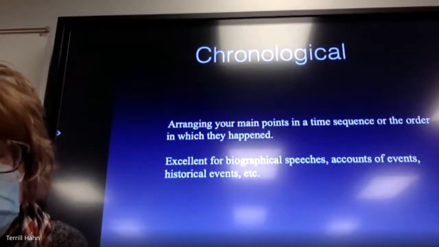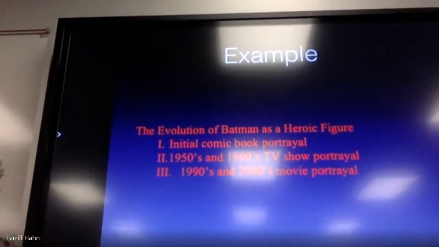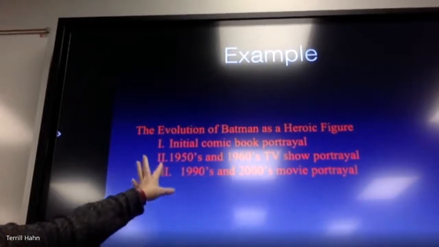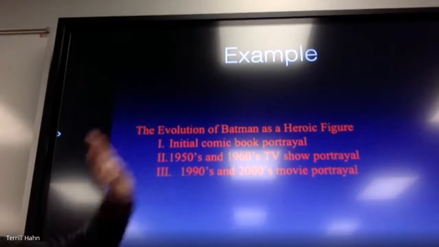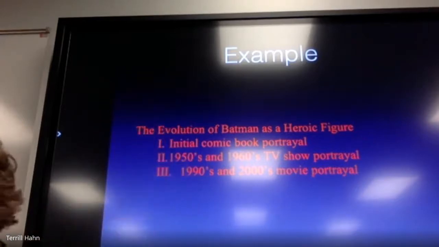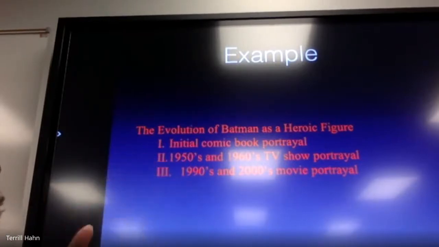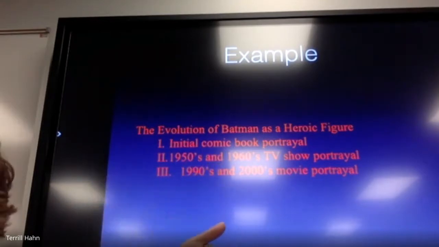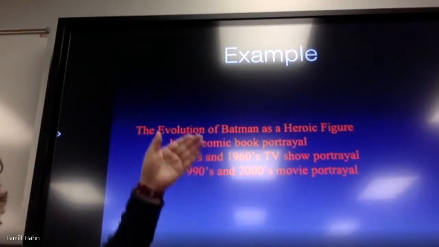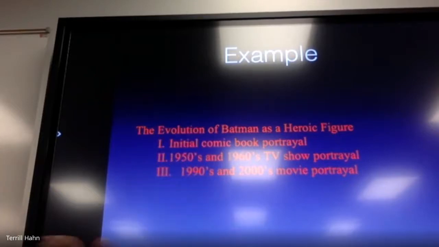Okay. All right, so here's an example. This is actually the evolution of Batman as a heroic figure. So the first one is the initial comic book portrayal. Then we got the 1950s and 60s TV show portrayal, and then the 90s and 2000s movie portrayals, okay? So it's an evolution of Batman. It's in chronological order. We started with the comic book, and then we went to TV shows, and then we went to movies. And it's chronological because that's the order in which they actually happened. That was the evolution, okay?